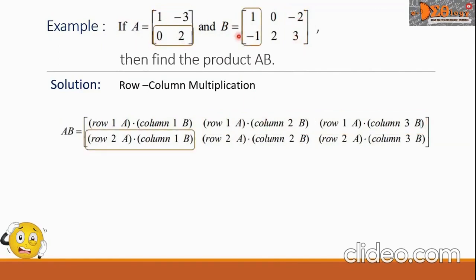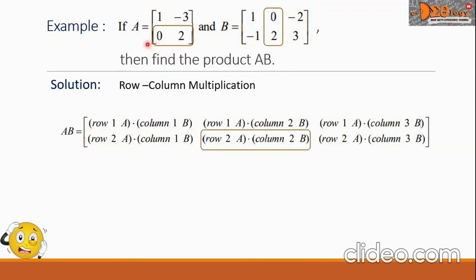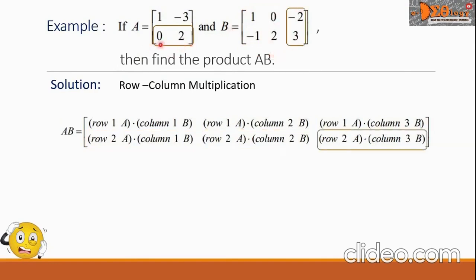Row 2 of A multiplied by column 1 of B. Row 2 of A multiplied by column 2 of B. Row 2 of A times column 3 of B, respectively. Applying this, we will have the following numbers.